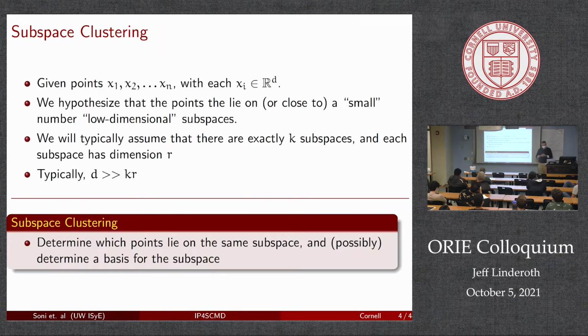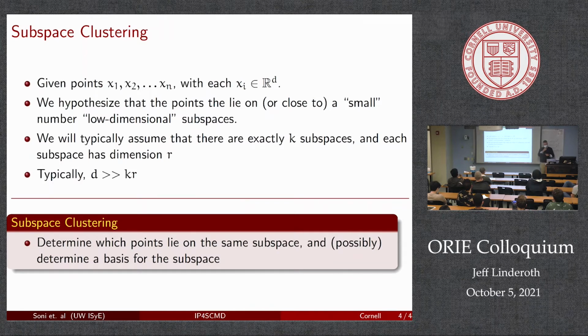And for purposes of this talk, there are things that we can relax just to make it more clear. We're going to, in some sense, always assume that we know that the points lie on exactly k subspaces. So you're either on this subspace or this subspace, one of k subspaces. And we know the dimension of each of those subspaces exactly. And they're all going to be the same in this case. They're all going to be dimension r.